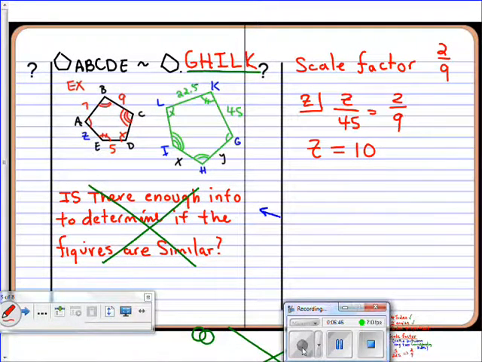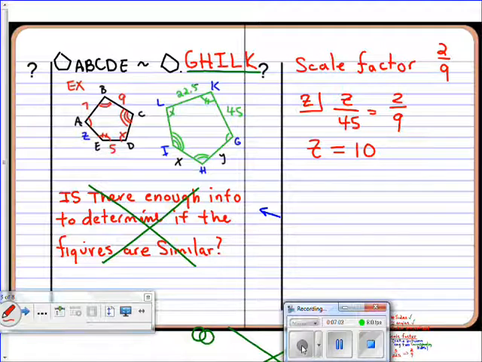All right, Z is to 45 as 2 is to 9. Remember, the 2 over 9 came from grabbing a side from the left and putting it over the right. So when I go to write any other ratio between sides, I always want to grab from the left and put it over to the right. And when I cross multiply, I find Z is 10.